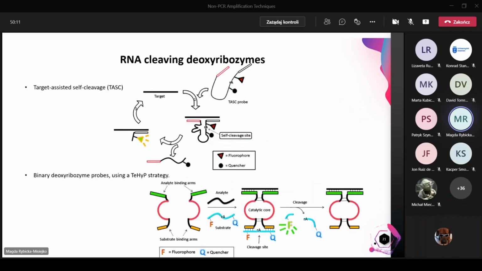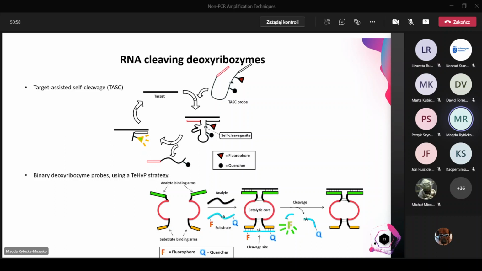Other methods in this group are called target-assisted self-cleavage and binary deoxyribozyme probes. In target-assisted self-cleavage, the probe contains a deoxyribozyme moiety, which can catalytically cleave RNA, and the probe contains target binding arms and is labeled with a fluorophore and a quencher, separated by a short nucleic acid sequence embedding a ribonucleotide phosphodiester bond.